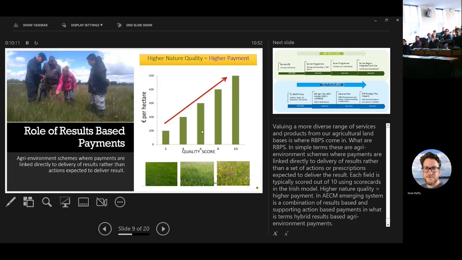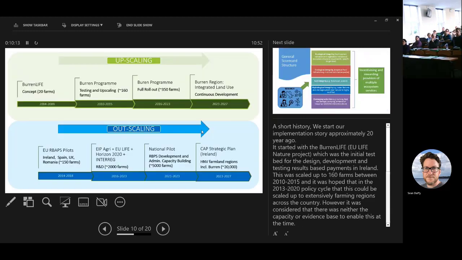Now, in the Irish system, just some history or context, this has been developed in Ireland starting with the Burren Life programme, with the initial framework and principles around this back in 2004. Initial testbeds of the results-based payment systems in Europe were in Austria, Germany, France, and the United Kingdom in the North Pennines, back from the late 80s, when we were first discussing the need for agri-environmental schemes in our Common Agricultural Policy. These were being discussed then.